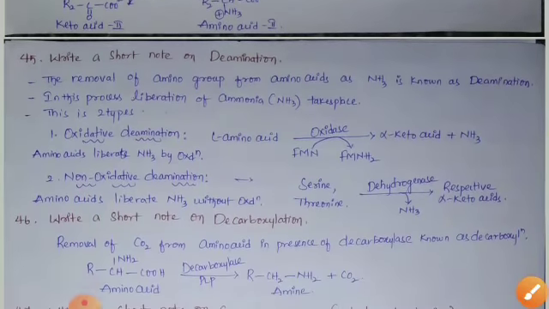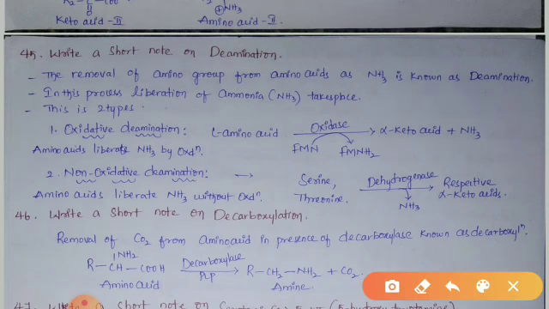Write a short note on deamination. Deamination means the removal of the amine group from an amino acid. The removal is in the form of ammonia, so this process is known as deamination. In the process of deamination, there is liberation of free ammonia.